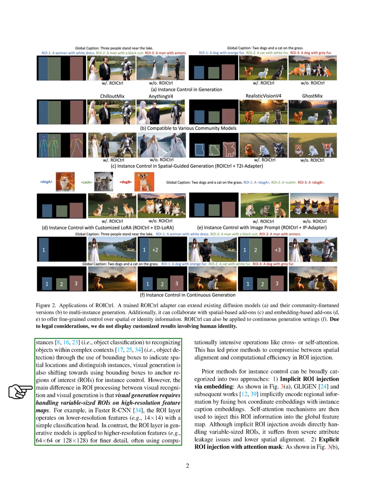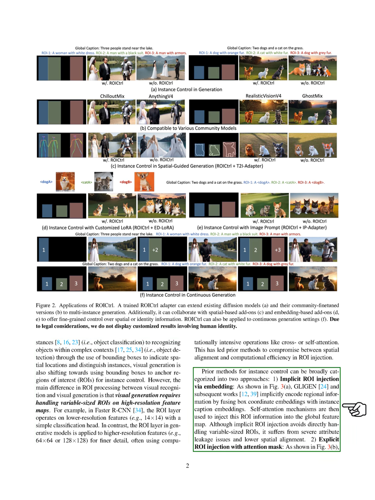Similar to the evolution in visual recognition, which has moved from focusing on single objects to recognizing them in complex settings using bounding boxes, visual generation is also adapting to use bounding boxes for controlling regions of interest. However, a key difference is that visual generation must manage variable-sized regions on high-resolution feature maps. For instance, while Faster R-CNN processes lower-resolution features, generative models work with higher-resolution features, often requiring more complex computations.